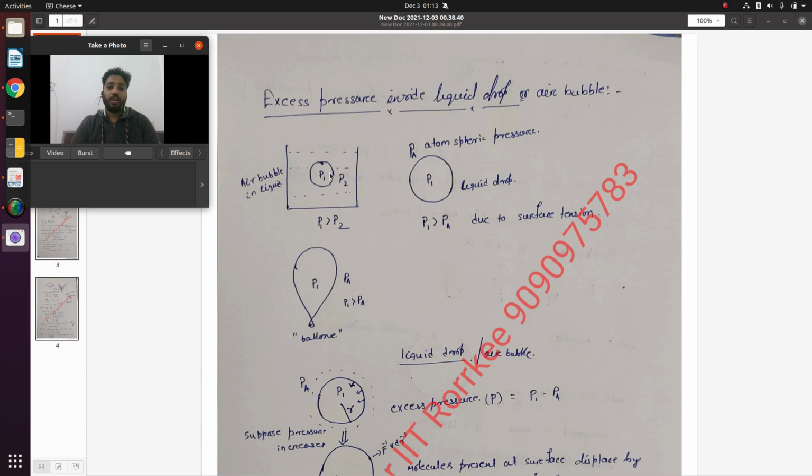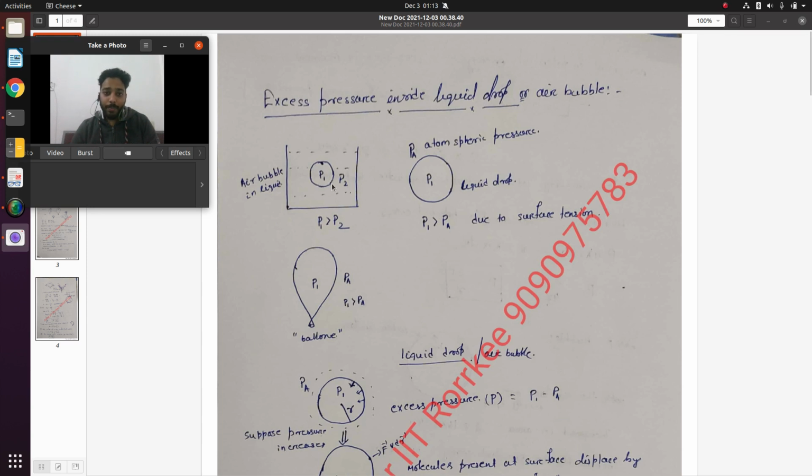of this air bubble. So you can see this is a liquid drop present in the atmosphere. P1 is the pressure inside the liquid drop and Pa is the atmospheric pressure. The existence of a liquid drop only happens when P1 is greater than Pa due to the surface tension. So why is P1 always greater than Pa? This is due to the surface tension.